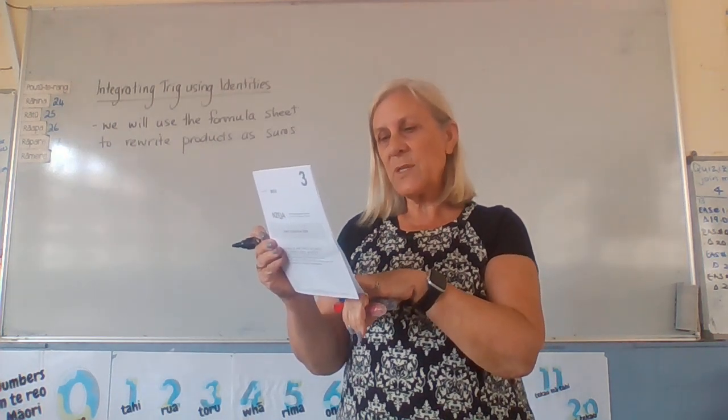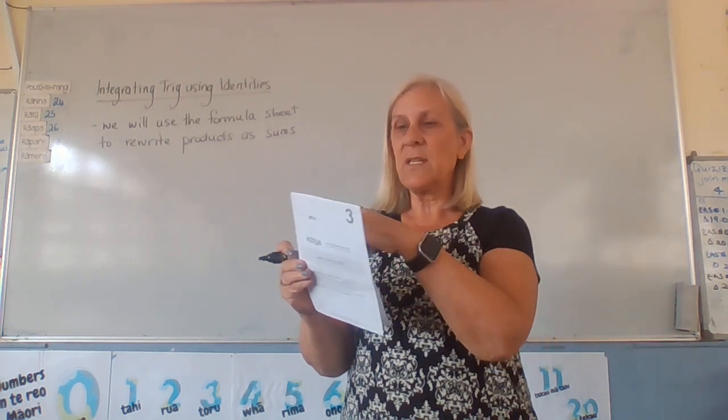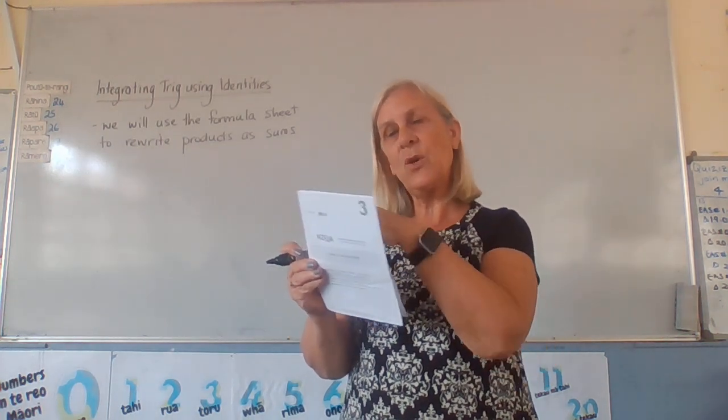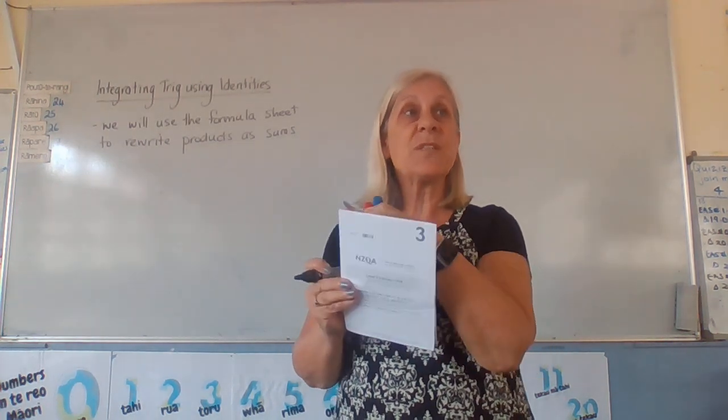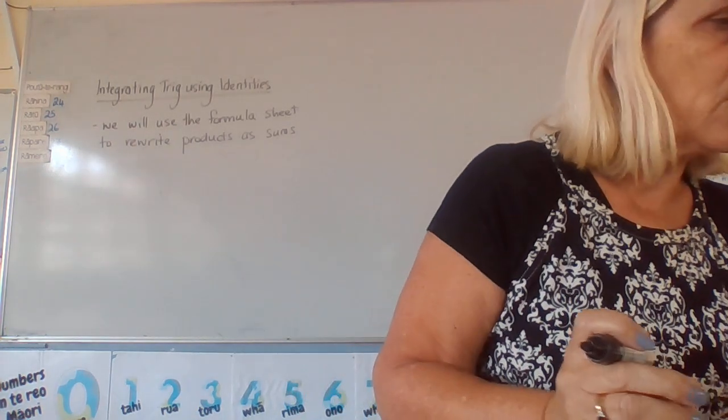But down the bottom, there is one that says double angles. We're interested in that one. And we're interested in the products one up the top. They're the two that we're interested in using to rewrite statements. So what am I talking about? Let's have a look at this example.